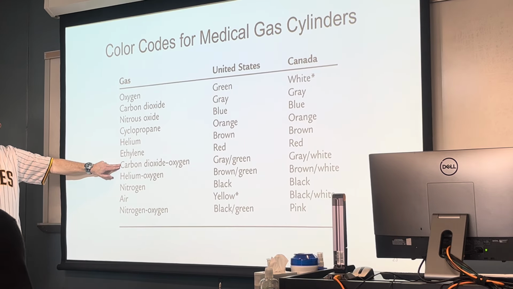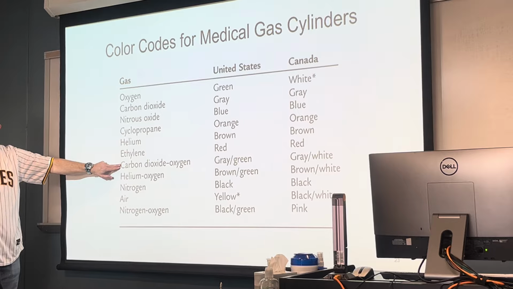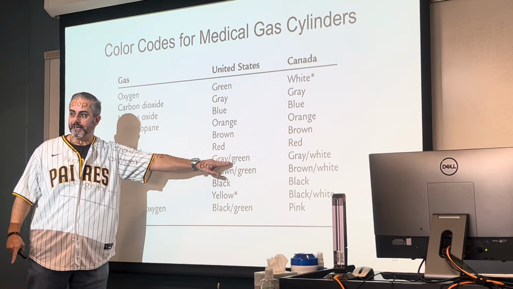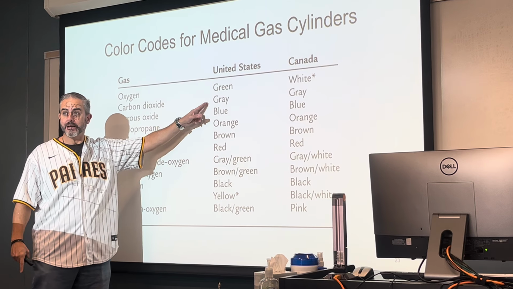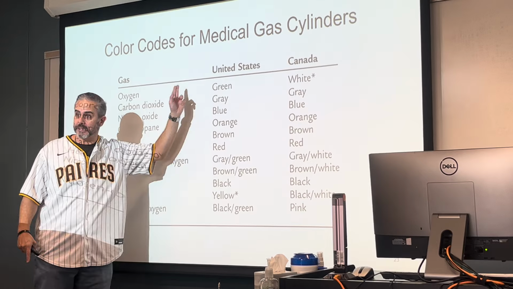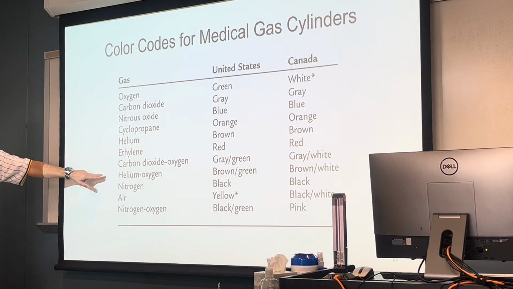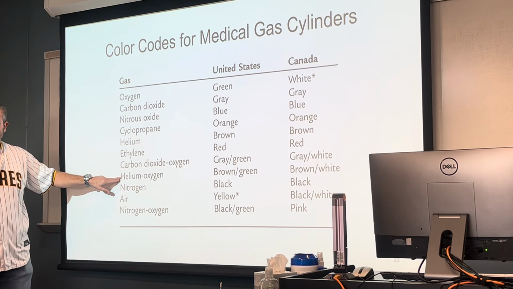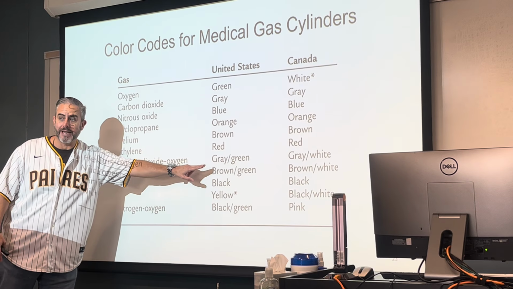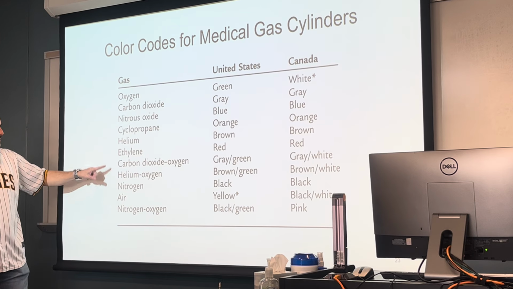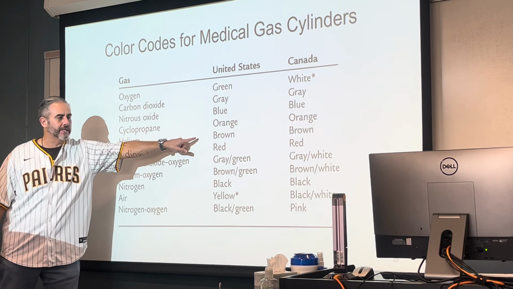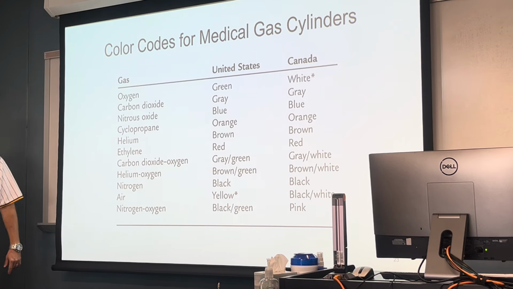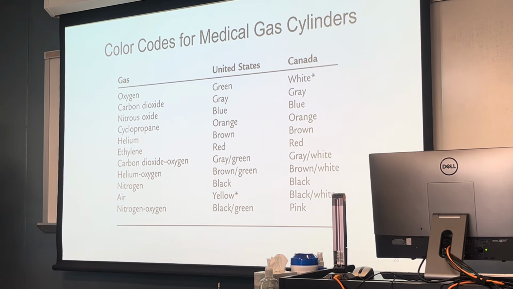Notice the combination of carbon dioxide and oxygen. What was that gas's name? Carbogen. So that tank is going to be gray and green. Why is it gray and green? Because gray is CO2, and green is because of the oxygen that's inside of it. Helium-oxygen mixture, you're expected to know that. That's a combination tank that is brown and green. Why is it brown? Because helium here is brown. So when you see a tank that has multiple colors, that's because it's a multiple gas tank.